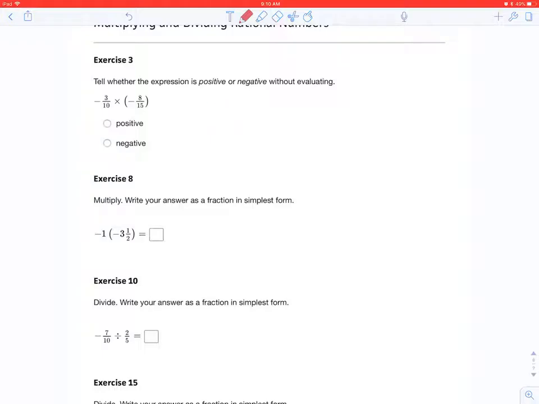There we go. Either a positive with a positive, so positive multiplied by a positive equals a positive. And then a negative multiplied by a negative equals a positive.